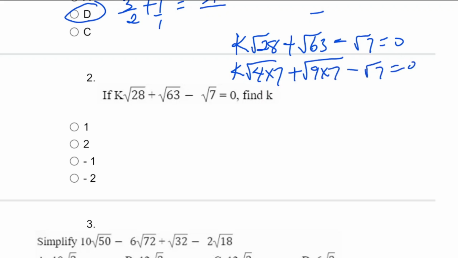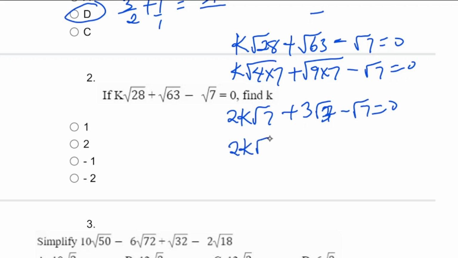You can see where I did it. Root 4 will give us 2, so that is 2k root 7, plus root 9 is 3, so 3 root 7, minus root 7 equal to 0. So that is 2k root 7 plus, this 3 minus 1, that is 2 root 7 equal to 0. I hope I'm making sense.